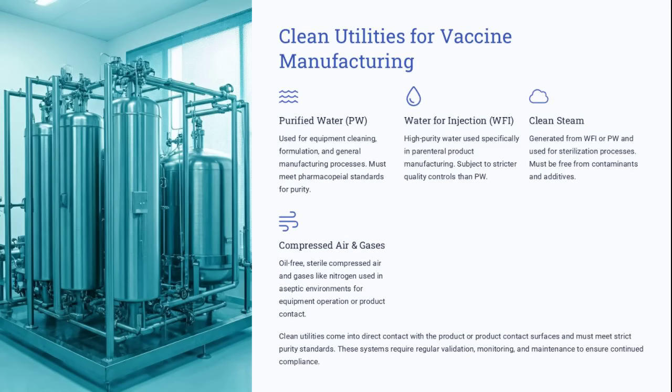Clean utilities are essential for vaccine manufacturing, including purified water, water for injection, clean steam, and compressed air and gases. These utilities must meet strict purity standards to ensure product quality and safety.